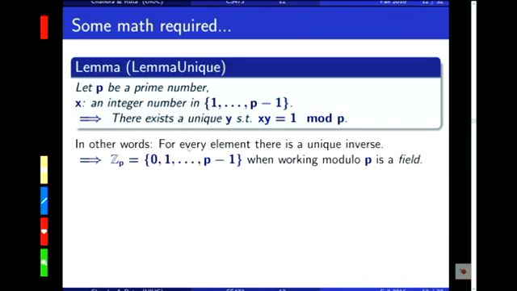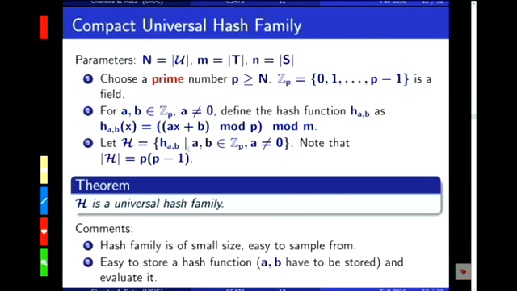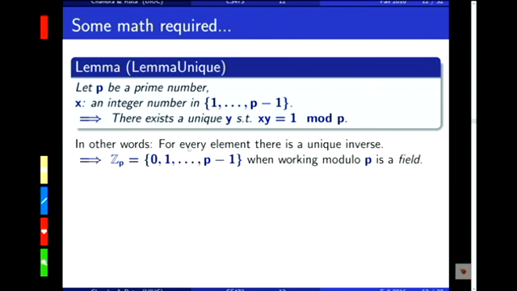First I want to prove that Z_p is a field. That means every non-zero element has a unique inverse in the field. What do I mean by that? If you take an integer from 0 through p minus 1, 0 doesn't have an inverse. Every element from 1 through p minus 1 has an inverse. That means for any x from 1 through p minus 1, there exists y such that xy is 1 mod p. This is what we mean by the inverse of x. If this happens, then y is an inverse of x.